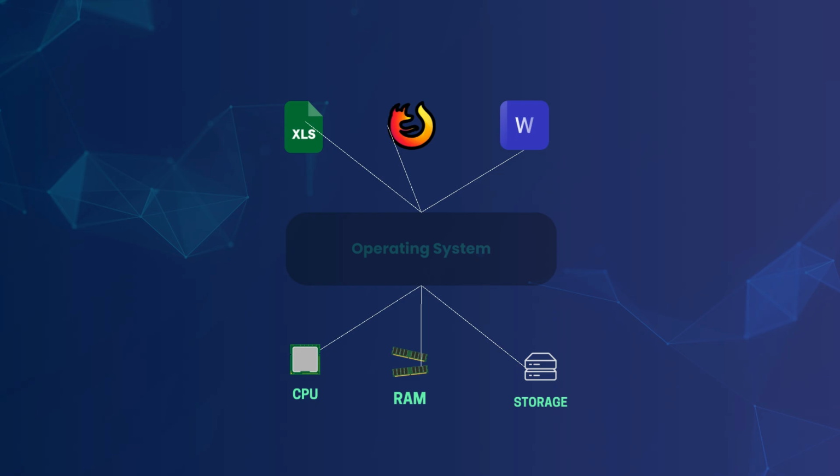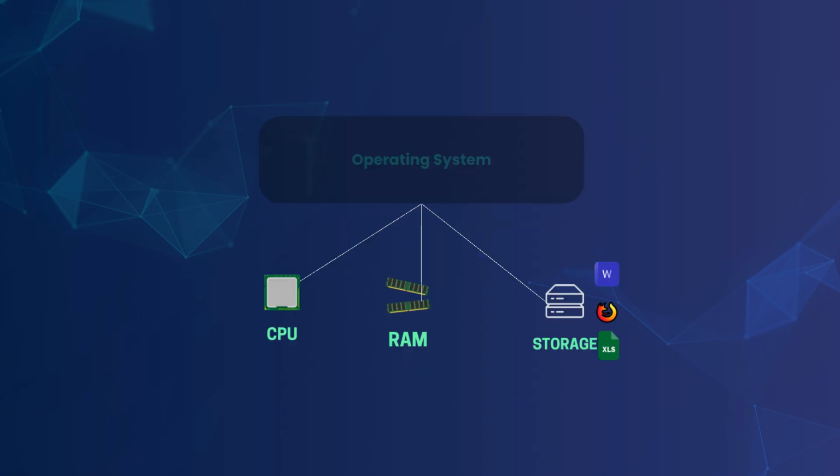The operating system is there to manage the CPU, RAM, and storage to ensure that your system operates efficiently. It plays a critical role in coordinating these components to maintain smooth and effective operation. Programs are stored on storage.